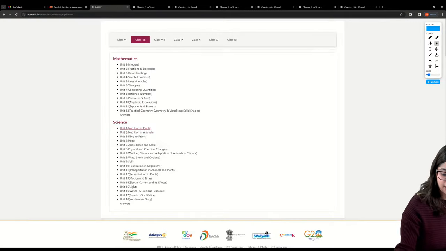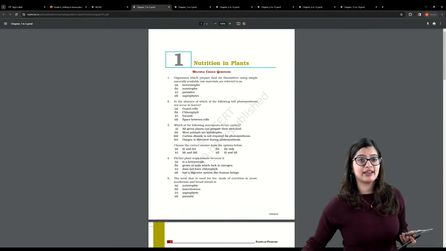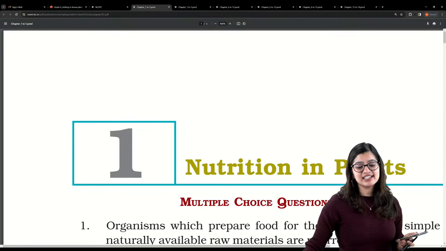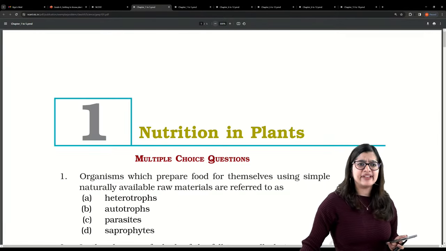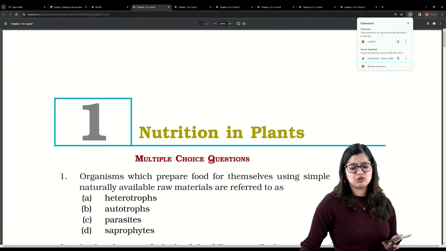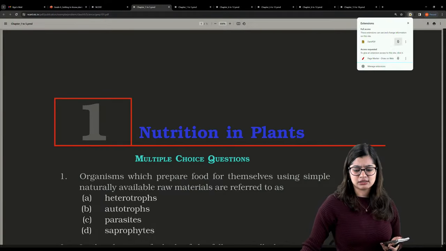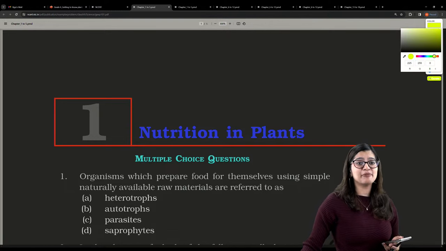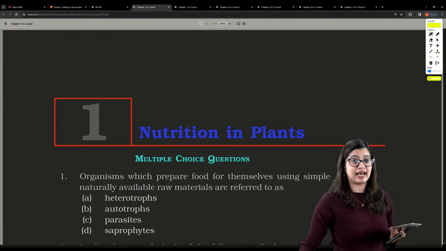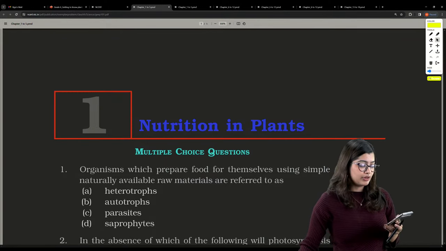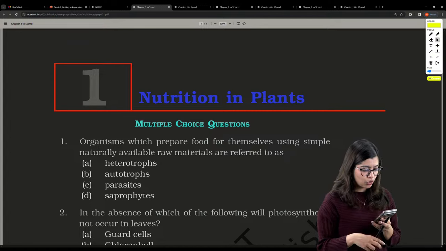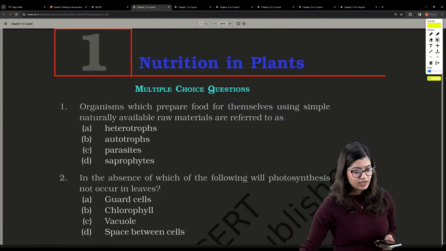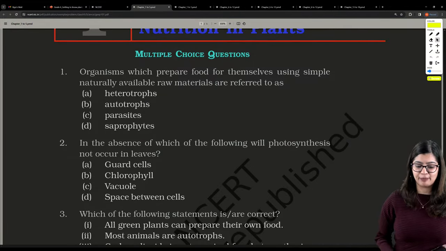Yes. Now let's go on to question number one, everybody, which is nutrition in plants. Nutrition in plants is a very easy chapter. We don't need to spend too much time because we know everything in nutrition in plants. Very simple chapter, very scoring chapter. 99% of you do not have this chapter in your exams, which is why in this particular case, we will quickly move on, everybody, to the last chapter. Okay. So let's get started with this particular chapter.